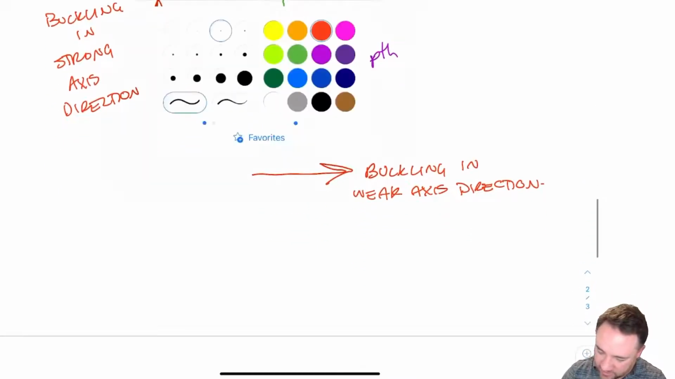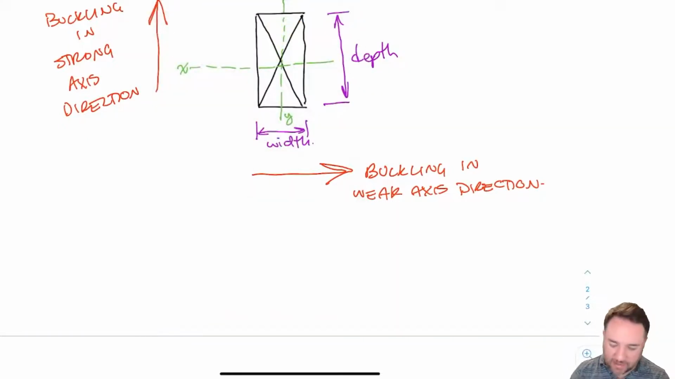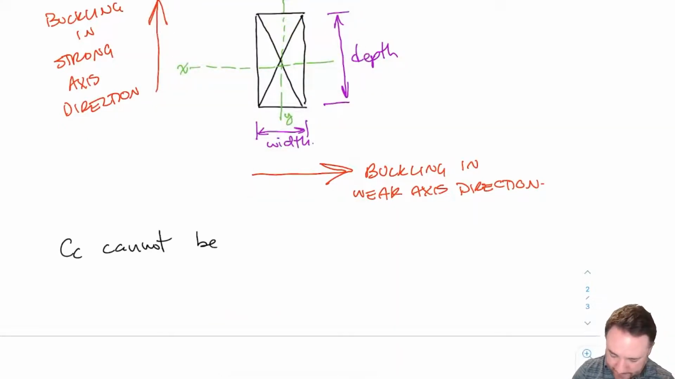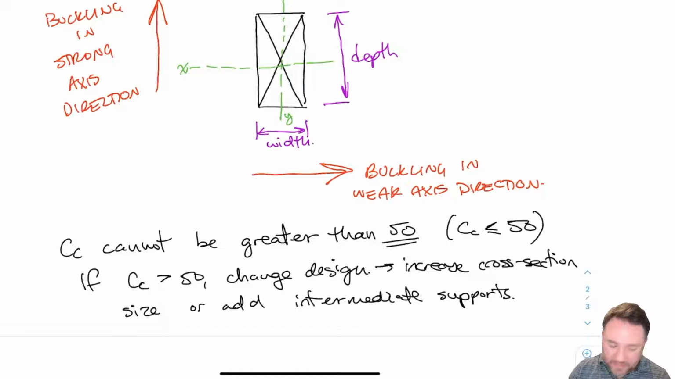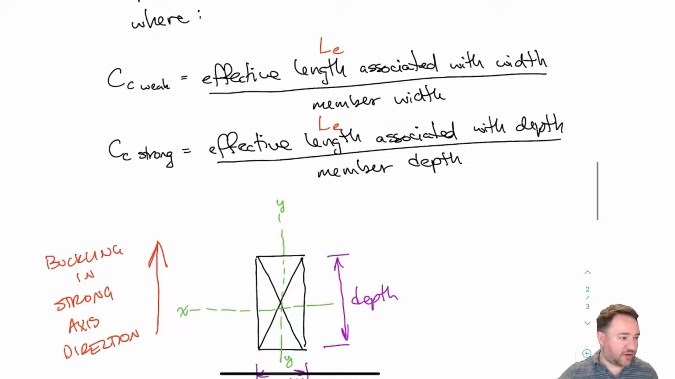Okay, there is one additional requirement, and this is a hard requirement. This is not a cap: the C_c, the slenderness, for both directions, neither of them can be greater than 50. So if I do a calculation and it gives me C_c greater than 50, I don't say, okay, it's greater, so I'm going to cap it at 50. I have to change my design to make sure that the slenderness is less than 50. I can do that by increasing the cross-section, because increasing the cross-section would increase the denominator here, right? So if I increase the member width, that's going to make C_c go down.